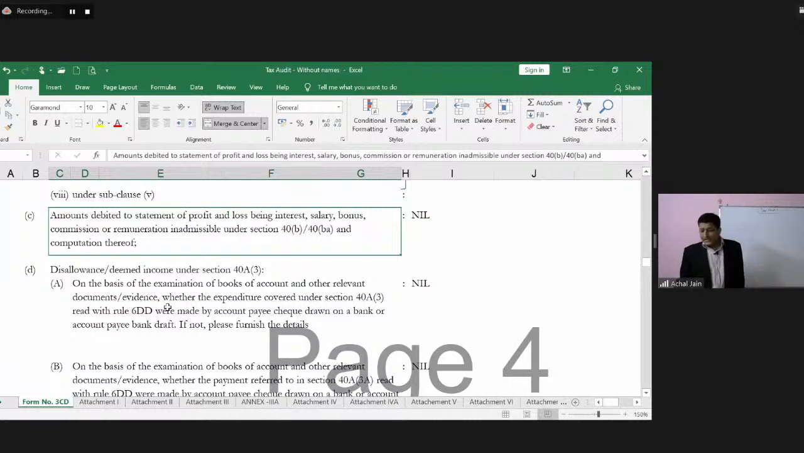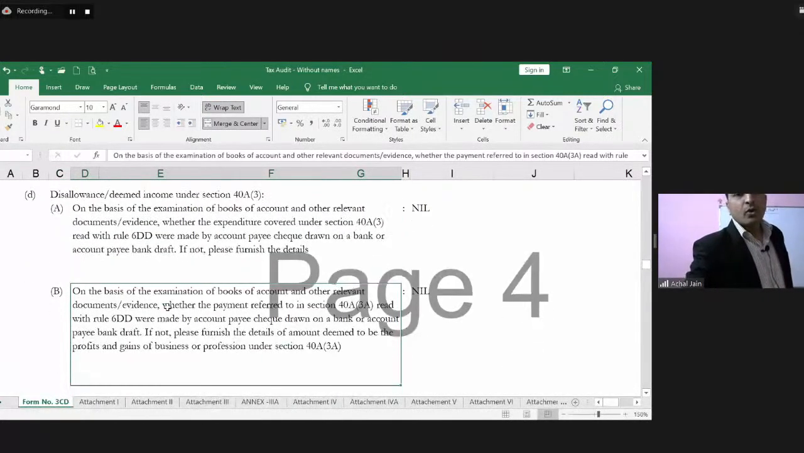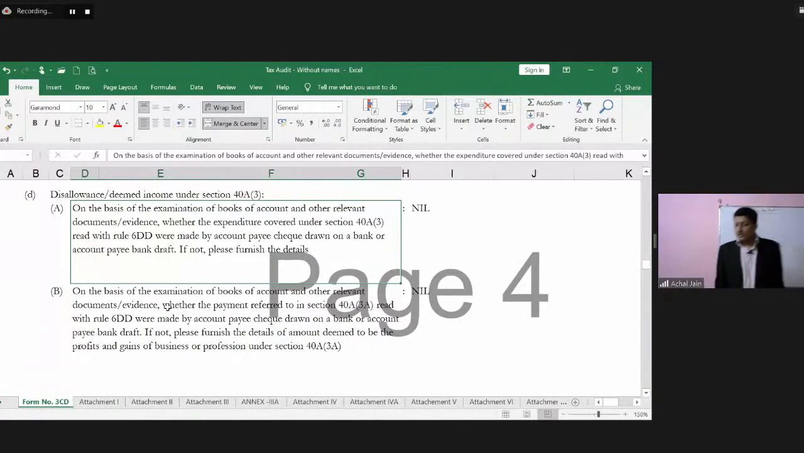Moving on to the next point, number D. Disallowance or deemed income under section 40A(3). On the basis of the examination of books of accounts and other relevant documents or evidence, whether the expenditure covered under this section read with the rule was made by account payee cheque drawn on a bank or account payee bank draft. If not, please furnish the details.